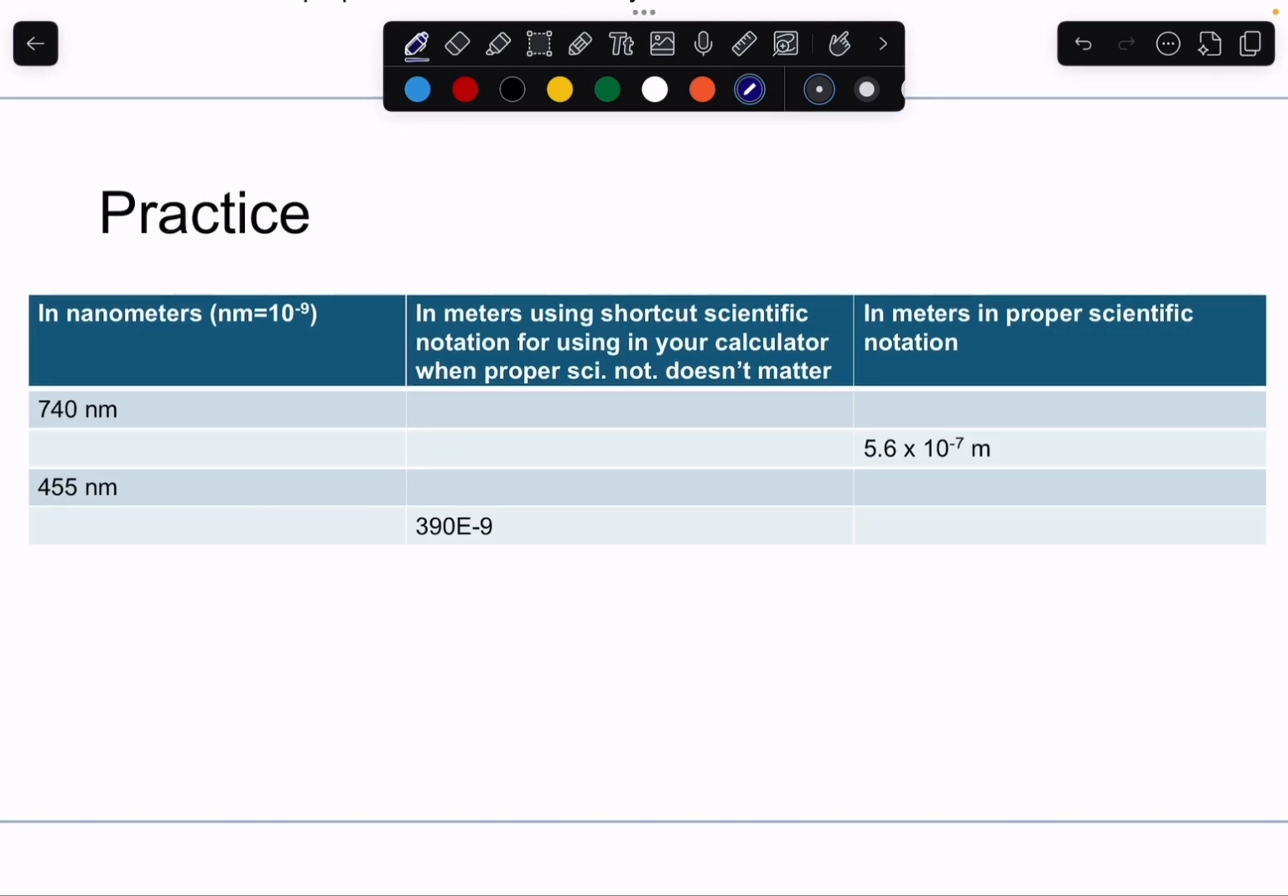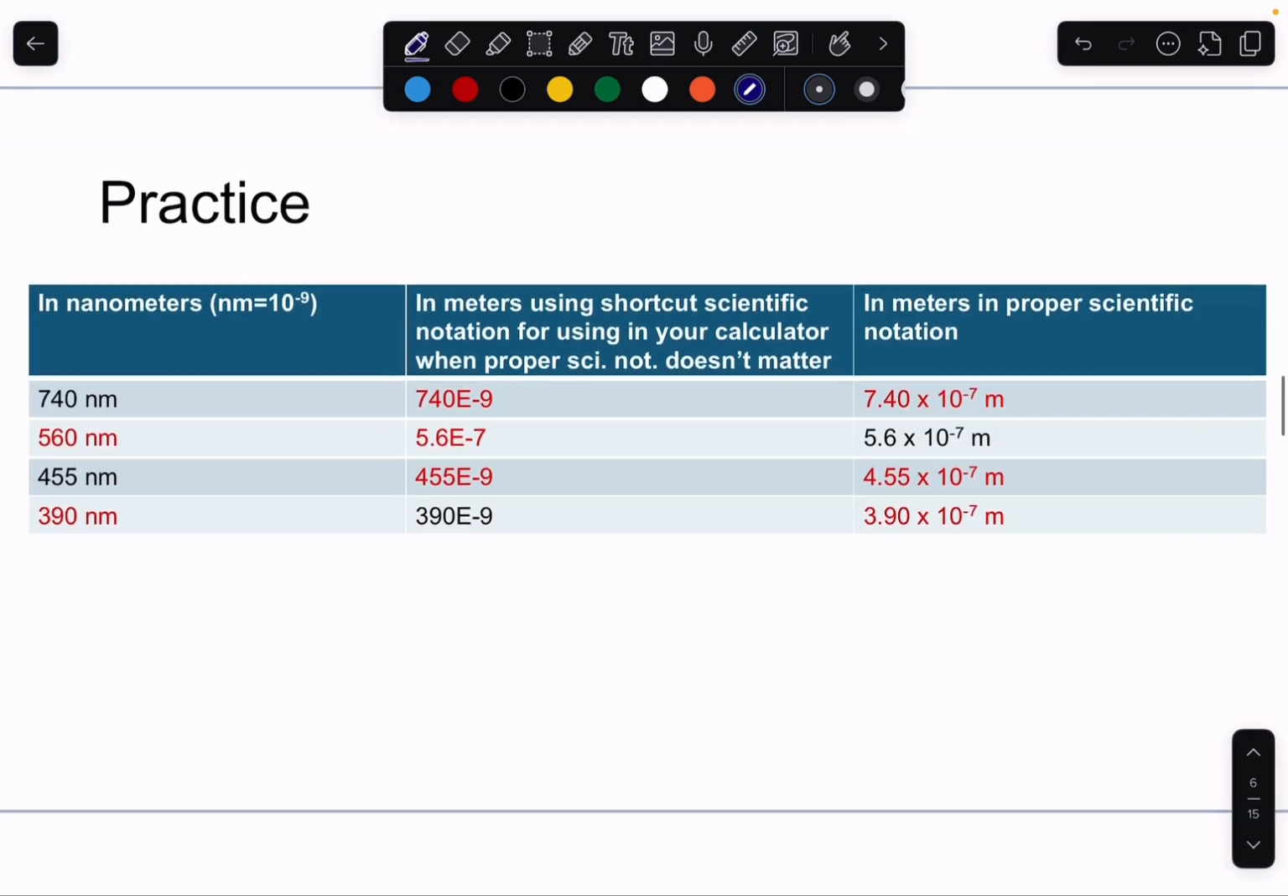So here's just some practice for this particular concept. If I was given 740 nanometers as a wavelength of light, then I can just put that into my calculator with 740 e negative 9 and then just go on my merry way. However, the proper scientific notation would be 7.4 times 10 to the negative 7th meters. So see if you can practice on the next 3 lines, push pause, and then I'll show the answers.